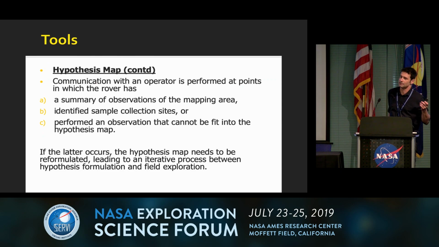So communication, as I said, occurs at points in which the rover has a summary of observations, identified sample collection sites, or performed an observation that cannot fit into the hypothesis map. And if the latter occurs, we enter the cycle where the scientists develop new hypothesis maps to accommodate the data that they now have, and the cycle continues.